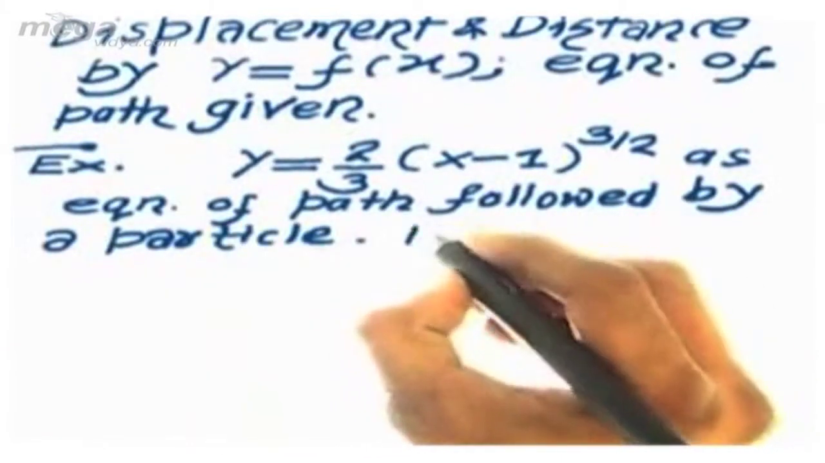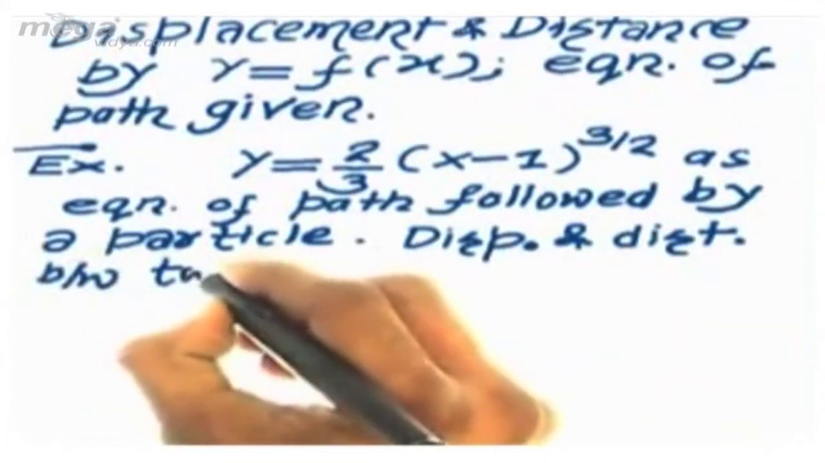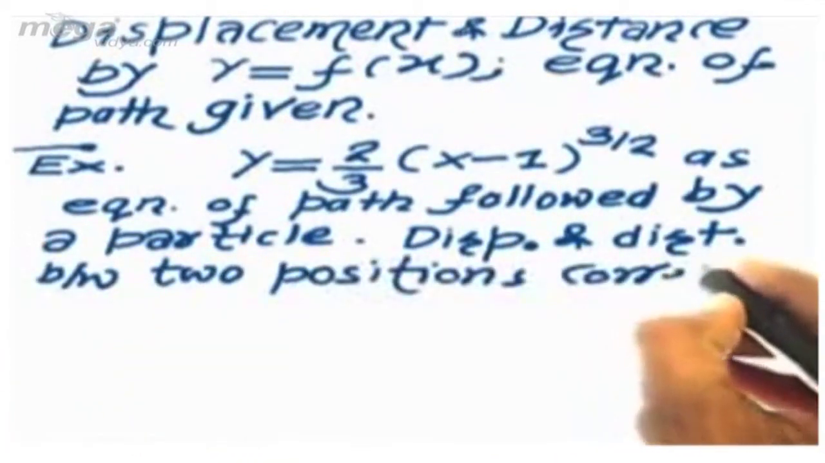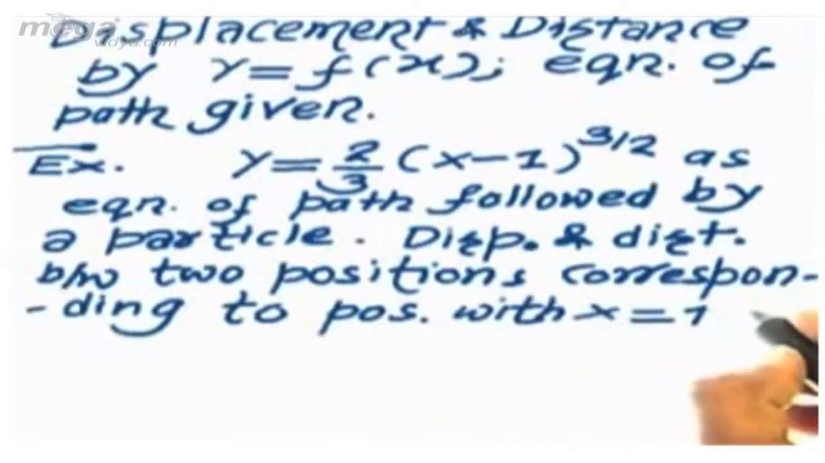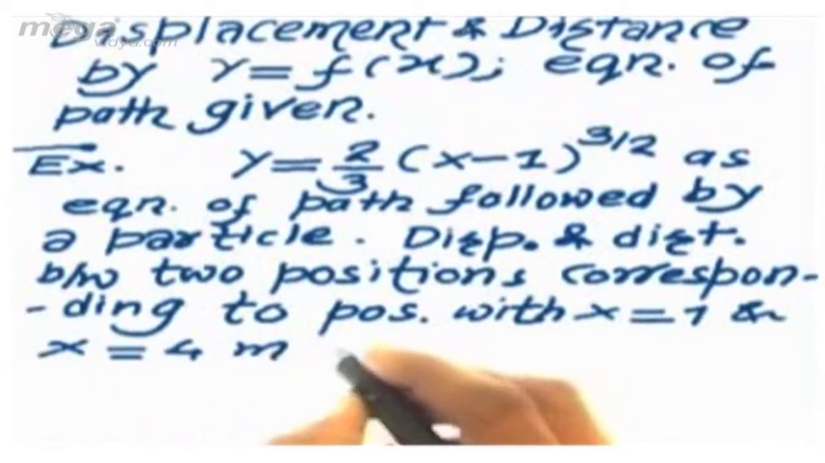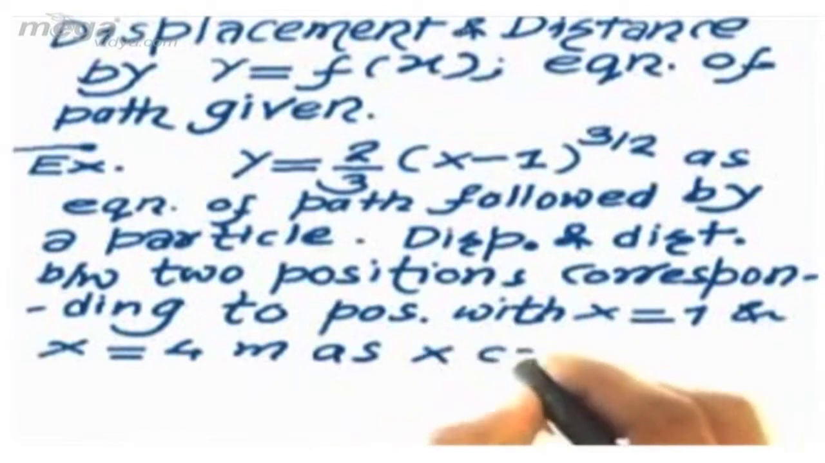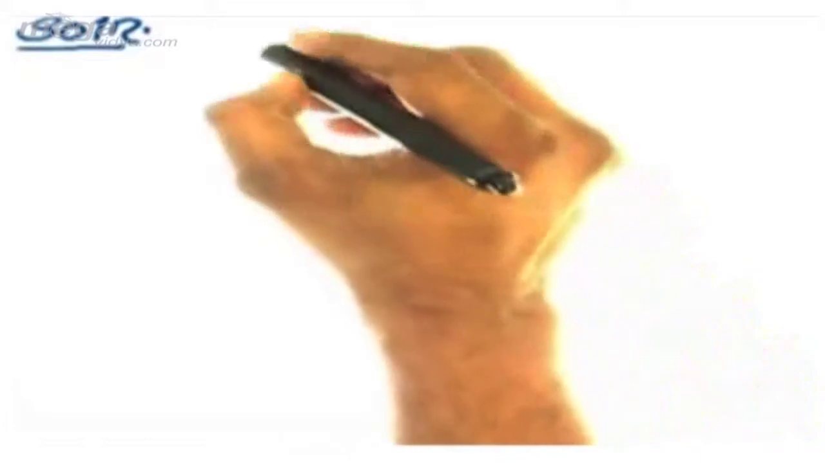We have to find the displacement and distance between two positions corresponding to x equal to 1 and x equal to 4 meter as x coordinates. Now just consider this situation and try to find the solution in a general method.